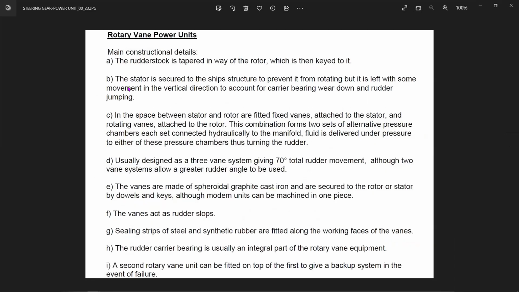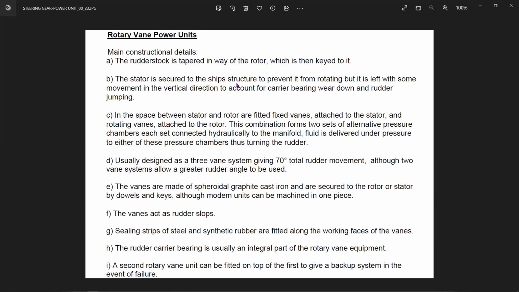Now, rotary vane power units, main construction details. The rudder stock is tapered in way of the rotor, which is then keyed onto it. Now, the key could be there, could not be there. Again, it depends on the type of the arrangement which is there. It need not always be keyed. There could be a hydraulic arrangement also where it is mounted onto that, or there could be hydraulic along with keyed, or without the hydraulic arrangement also. That means there could be mechanical keying also with a large nut on top.